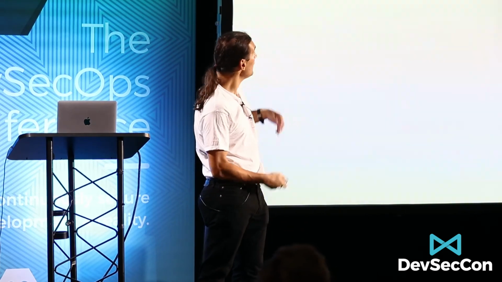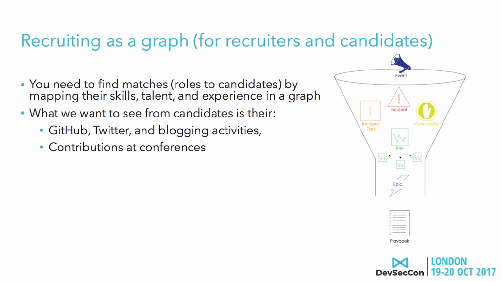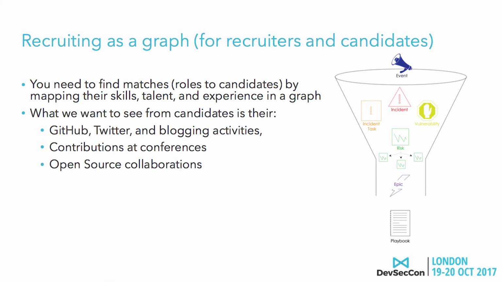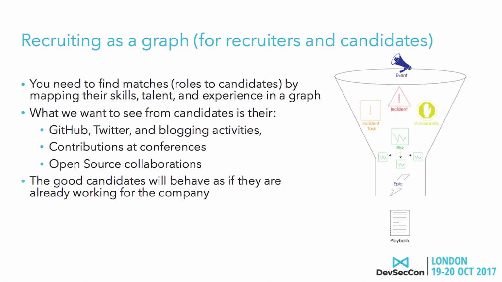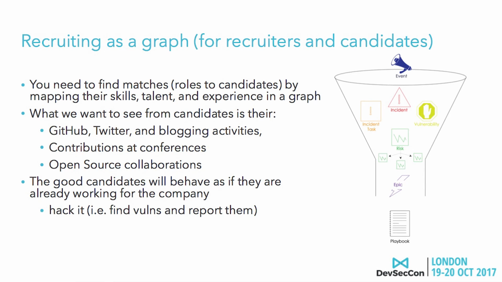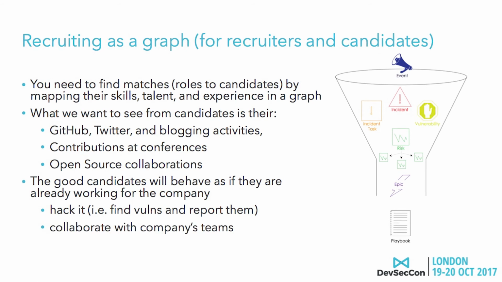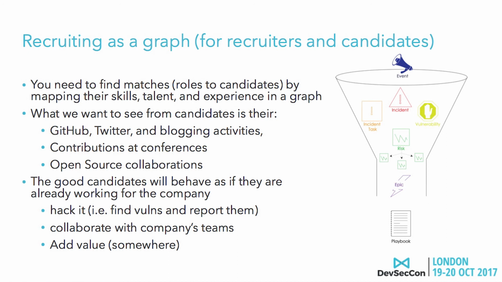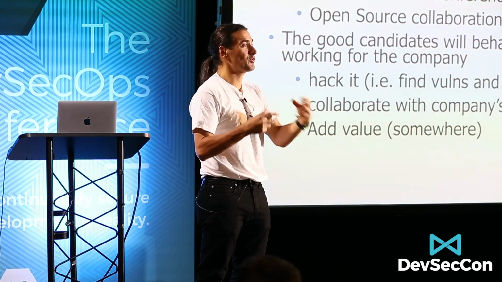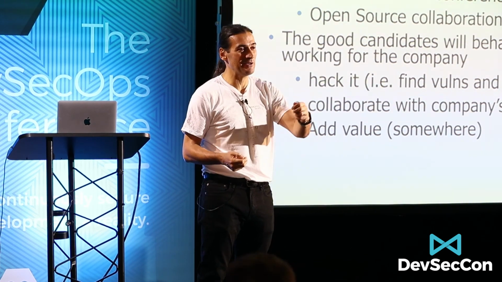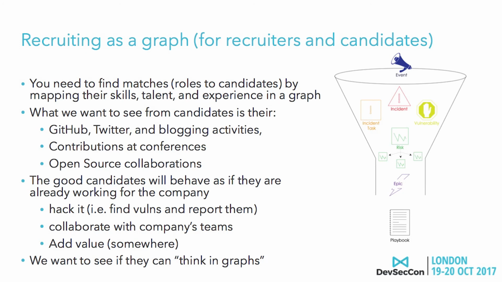Finally, if there are any recruiters here, the way I look at it is that you need to think as a graph. So what I would like to see from candidates is things like GitHub, Twitter, blogging, conference contributions, open source collaborations. This is a graph. I want to see the graph of the candidate, right? And you can even do interesting stuff, right? There's no reason why they should behave as if they already work for the company. They should be able to hack it, find vulnerabilities, collaborate, and be involved, right? That's how you get to work for a great company, because you should be there. So it's about building that graph, right? So the first recruiter that sends me a graph of a person, I guarantee you that I will call you back, right? And that's the flow.